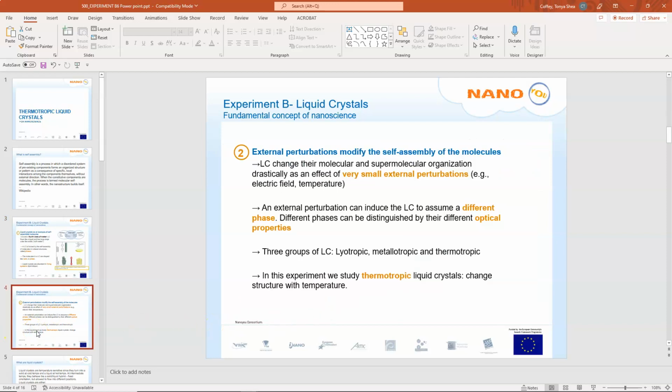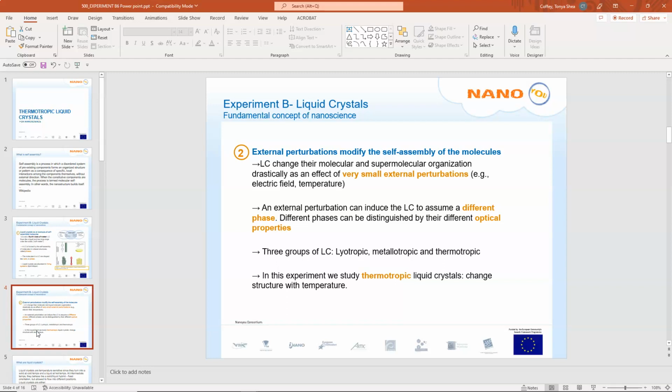Now the thing is, if it's in that intermediate liquid crystalline state, then a small perturbation or a small change can modify how the molecules are self-assembled. They can change their molecular and their supramolecular organization drastically as an effect of a very small external perturbation. In today's experiment, we'll show how a relatively small change in temperature can change the structure dramatically enough to change the color of the liquid crystal.